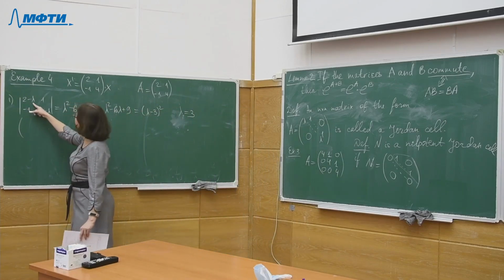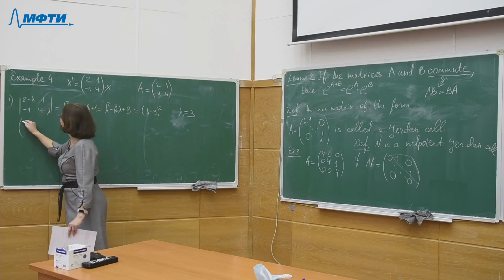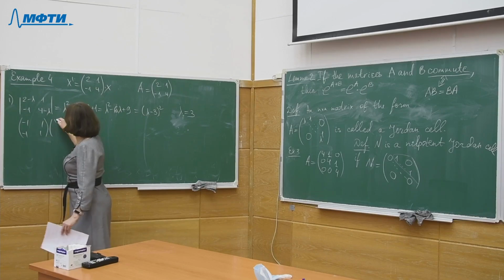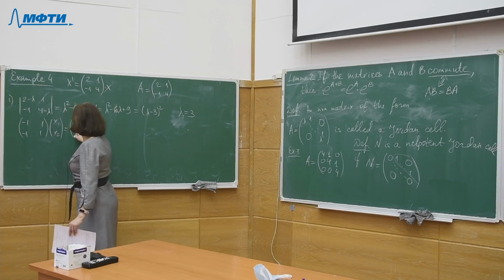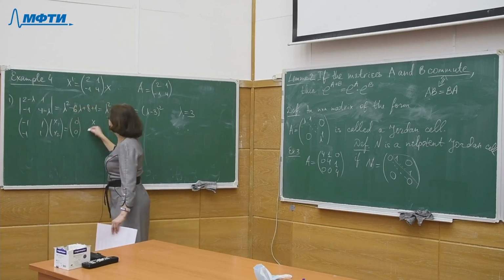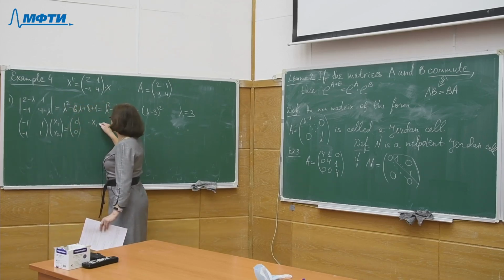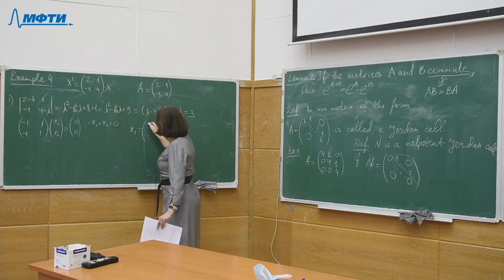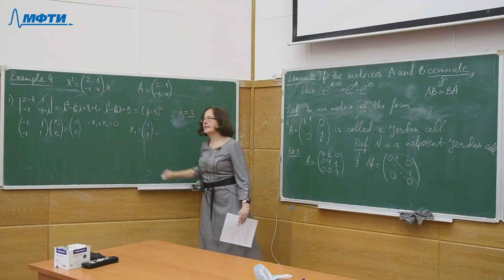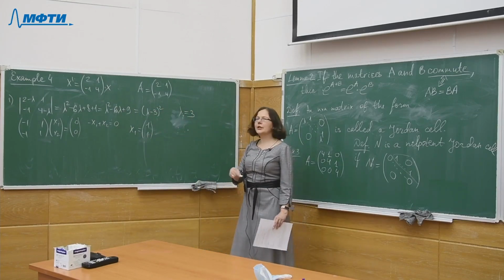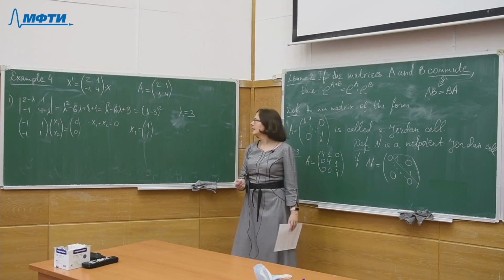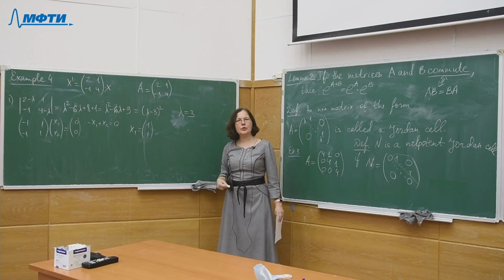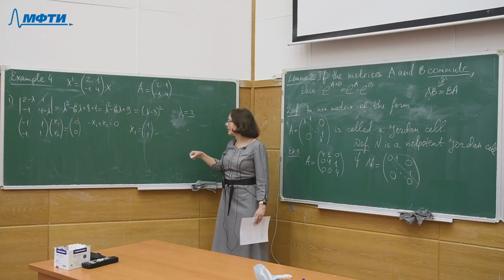We need to substitute 3 for lambda and solve the following: the matrix minus 1, 1, minus 1, 1 times the components x1, x2 equals a zero vector, from which we have an equation minus x1 plus x2 equals 0. And we can take the vector 1, 1 as an eigenvector. So this is an eigenvector, but there is only one eigenvector for this eigenvalue of multiplicity 2. There are no other eigenvectors.